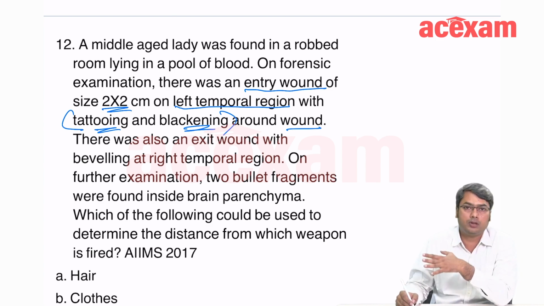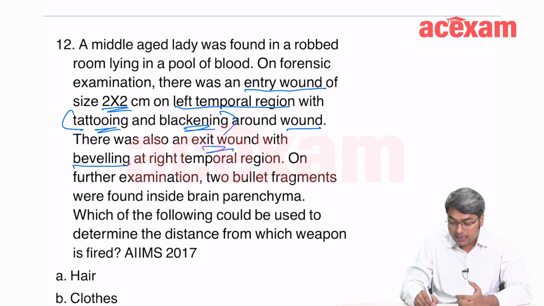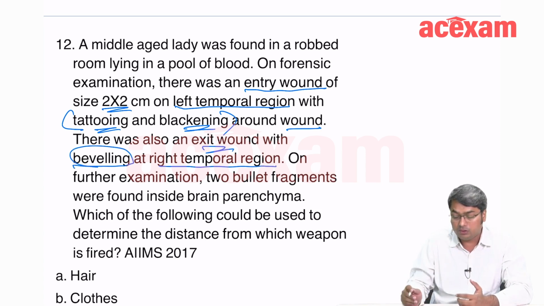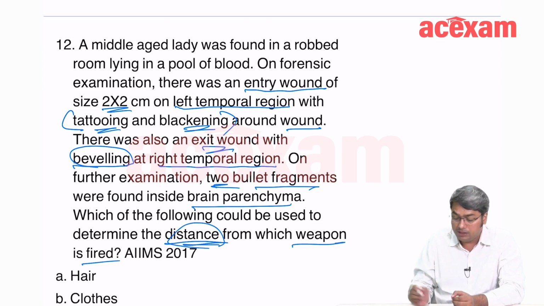Okay. It is not a distant shot, because the person was standing in the range of both the smoke as well as the unburned gunpowder that is producing tattooing and blackening. Now, there was also an exit wound with beveling at the right temporal region. So, they are giving all this information. On further examination, 2 bullet fragments were found inside brain parenchyma. Okay. Which of the following could be used to determine the distance from which weapon is fired?